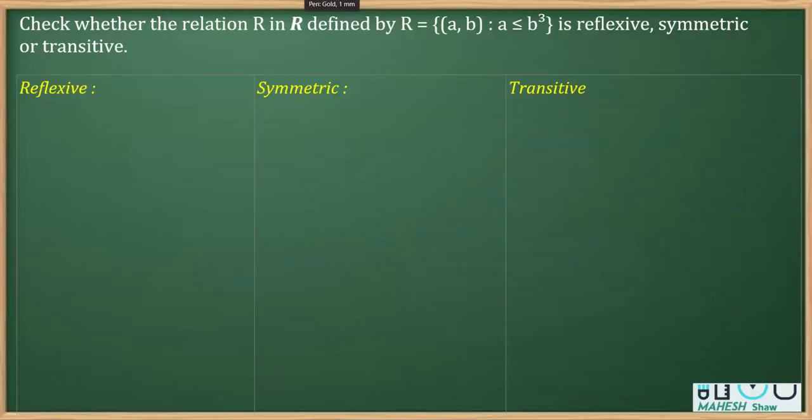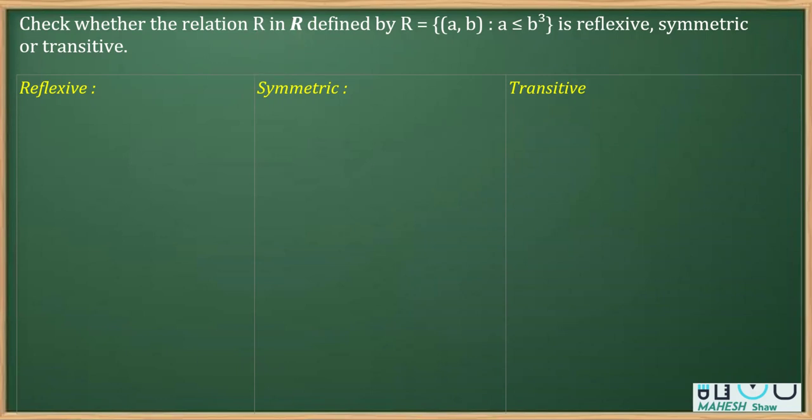In this question from the chapter Relations, we have to check whether the relation R, whose definition is (a, b) such that a is less than or equal to b cubed, is reflexive, symmetric, or transitive. The relation is in R. Here, this R indicates the real numbers, so don't get confused between these two Rs.